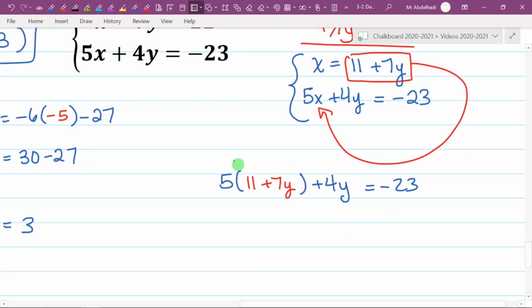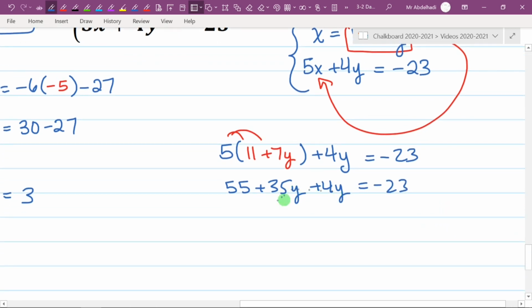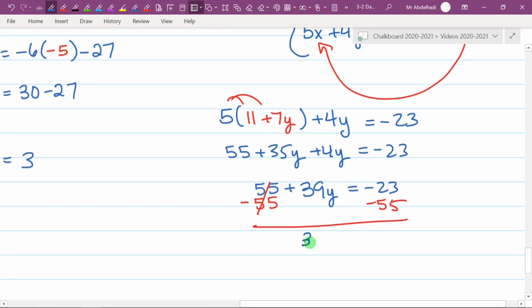Well, we're going to have to distribute here. So we get 55 plus 35y plus 4y equals negative 23. Combine like terms. This is going to be 55 plus 39y equals negative 23. We need to get the y by itself. So let's get rid of this 55 here. So now you have 39y equals negative 78. And if you divide both sides by 39, which you have to do to get rid of this 39, 78 divided by 39 happens to be 2. So y equals negative 2.